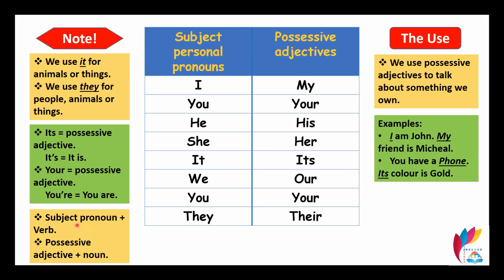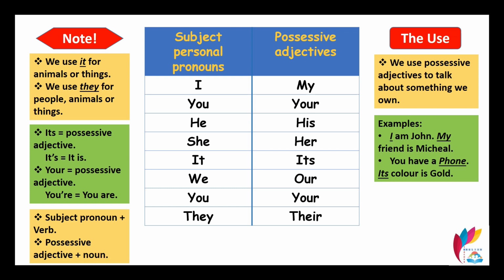So we say, for example, I am, I have, I eat, she has, she is, a verb. Possessive adjective plus noun, for example: my car, my phone, my bowl, my laptop, etc. Okay, so it goes with a noun.